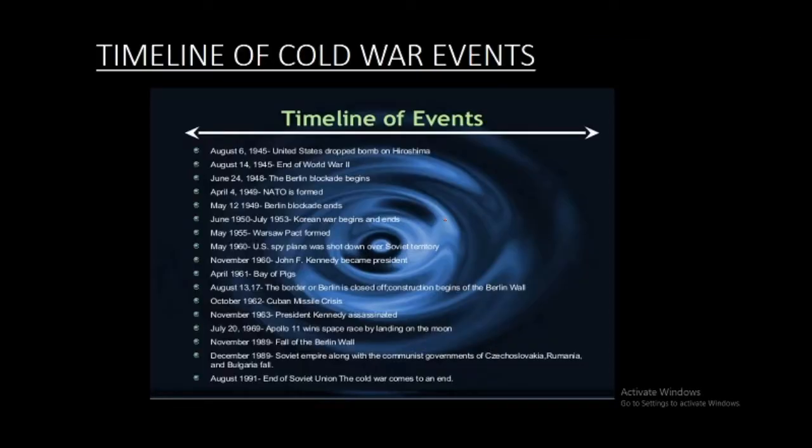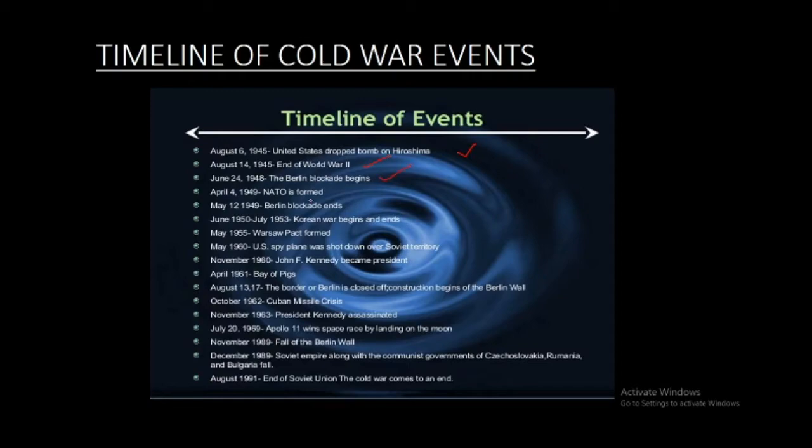So that's the timeline of Cold War events. There are some major events highlighted in that timeline. I will discuss them one by one. So in 1945, as we know, the Hiroshima nuclear bomb event happened. Then in 1945, August 14, World War ended. Then the period of mistrust started.